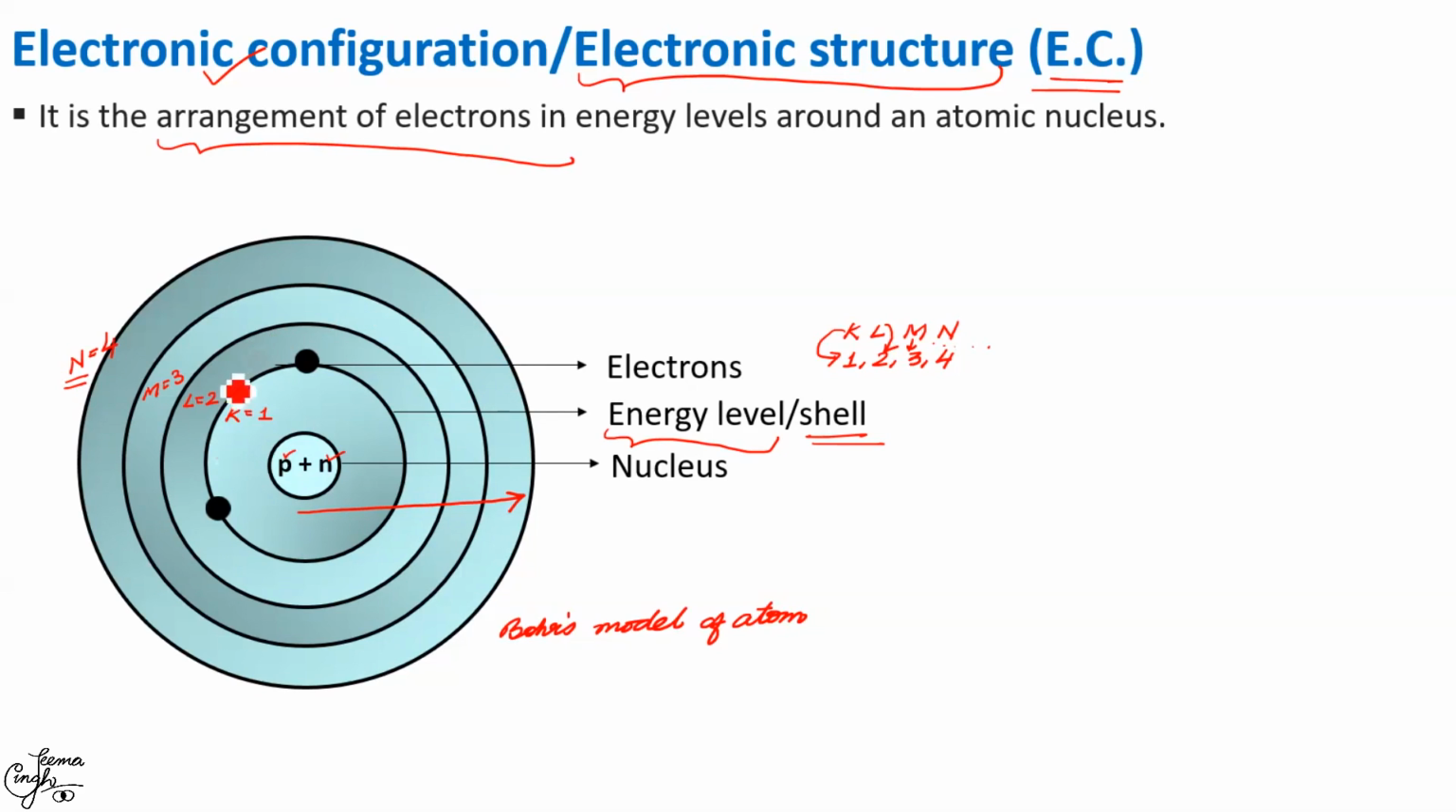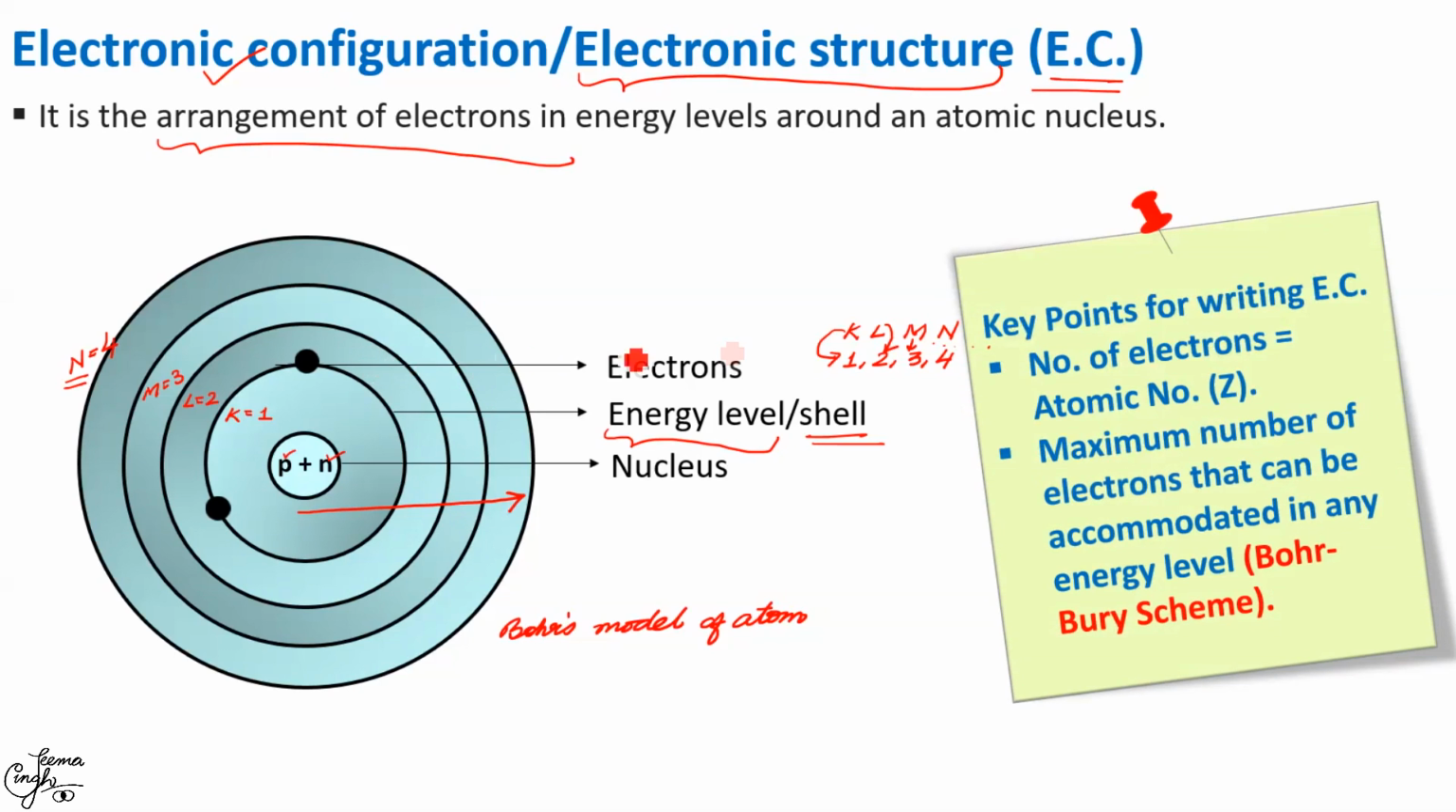The next step is filling electrons in these shells. For that, first of all, we need to know the number of electrons in an atom, which is equal to its atomic number, denoted by Z. For example, let's say the atom carbon. The atomic number of carbon, which is represented by Z, is equal to 6. Therefore, the number of electrons in carbon is equal to 6.